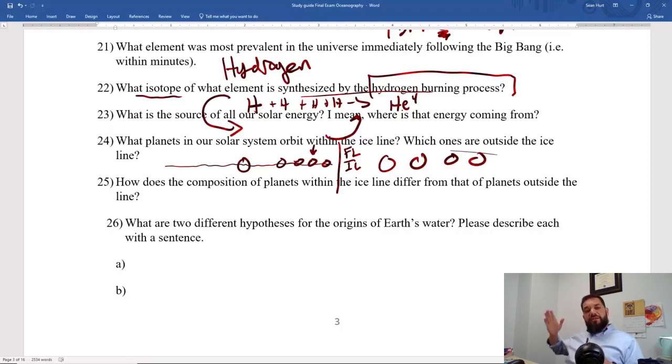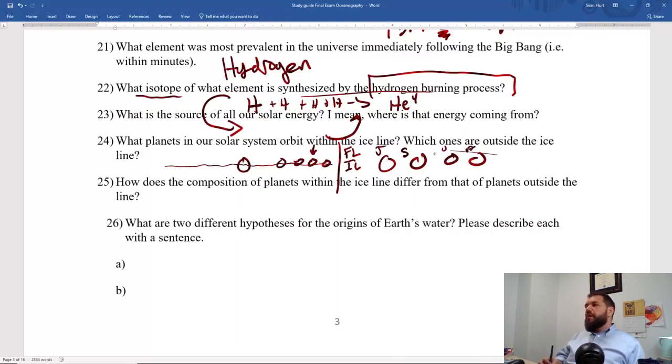When you get past the frost line, then more volatile elements can condense. Lighter elements like hydrogen, helium, carbon, so things like methane, carbon dioxide, et cetera, can condense at that colder temperature outside the ice line, and then you get significantly larger planets. You get Jupiter, Saturn, Uranus, and Neptune.